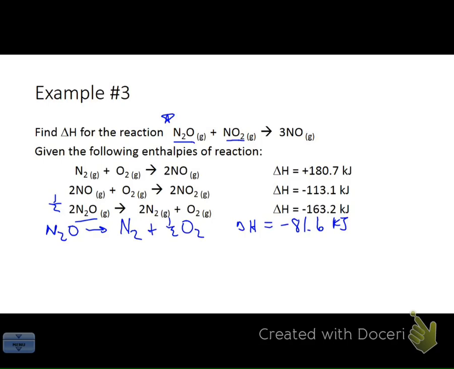It looks like I need to reverse it to get the NO2 on the correct side, and I also need to multiply it by 1/2. Alright, and we're going to reverse it. So that's going to be NO2, yield sign, only 1 NO, and then also giving us 1/2 of O2. And this delta H, don't forget we flipped it so it becomes positive 113, then times 1/2. So that gives us 56.55 kilojoules.